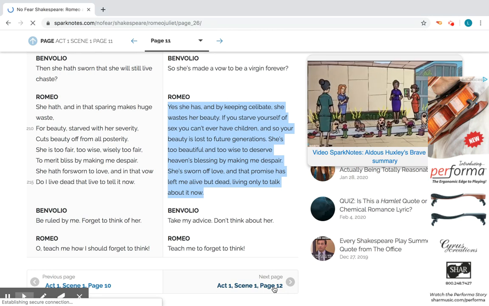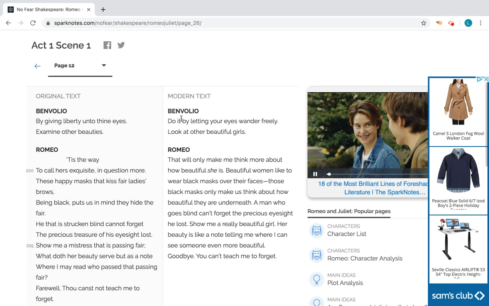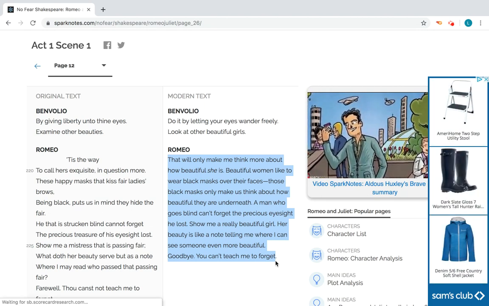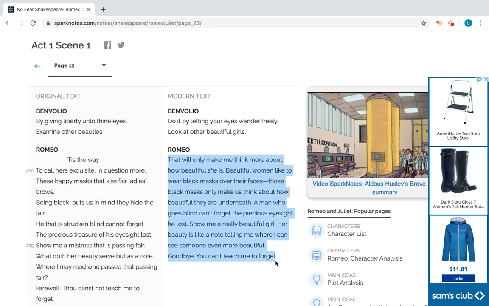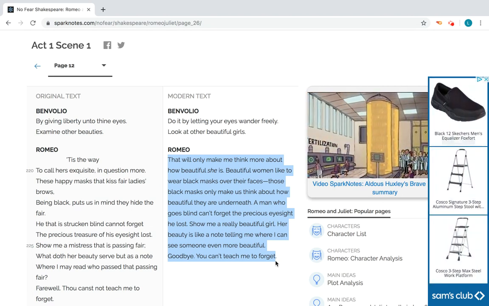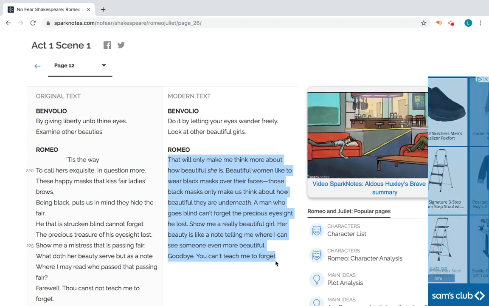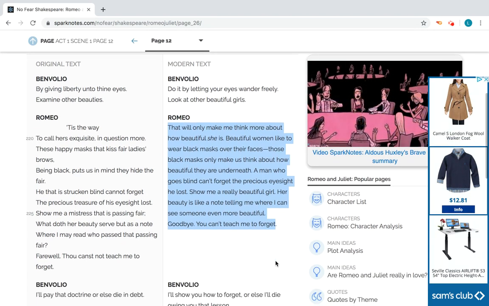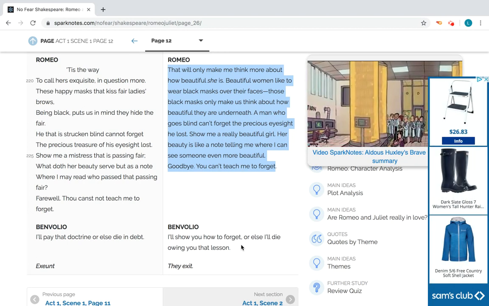Be ruled by me. Forget to think of her. Oh, teach me how I should forget to think. By giving liberty unto thine eyes, examine other beauties. 'Tis the way to call hers exquisite, in question more. These happy masks that kiss fair ladies' brows, being black, put us in mind they hide the fair. He that is strucken blind cannot forget the precious treasure of his eyesight lost. Show me a mistress that is passing fair, what doth her beauty serve but as a note where I may read who passed that passing fair? Farewell, thou canst not teach me to forget. I'll pay that doctrine, or else die in debt.